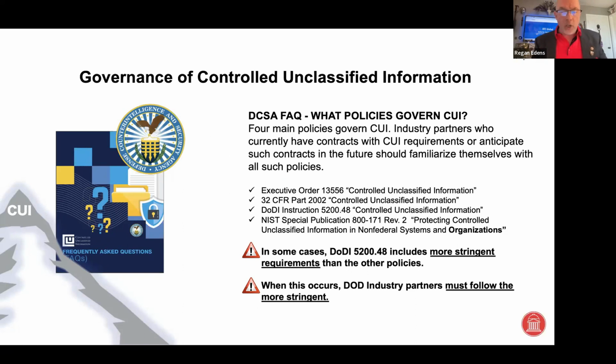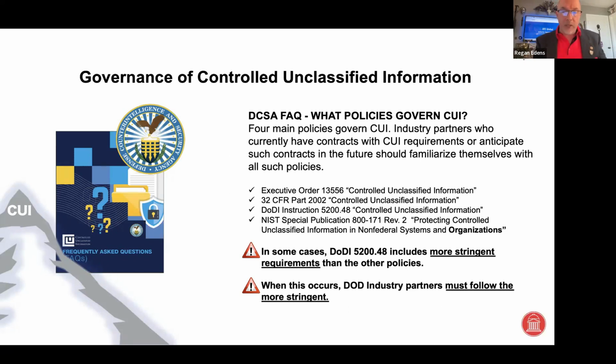And when they are more stringent, the DCSA FAQ tells us that we must follow the DoD instruction. Okay. So if we implement the NIST 800-171 and we ignored the DoD policy and we ignored the 32 CFR, then we would not be meeting requirements, because when we implement the NIST 800-171 or the CMMC assessment guide, we must understand the 32 CFR requirements for CUI at a basic level and the specified requirements. And when we have to apply the additional requirements that DoD policy requires.